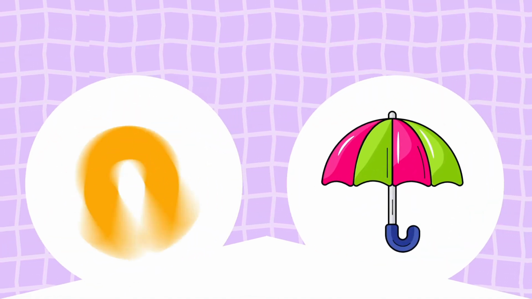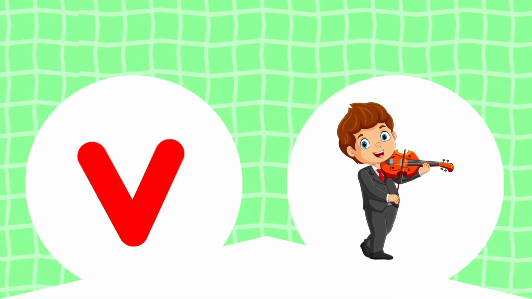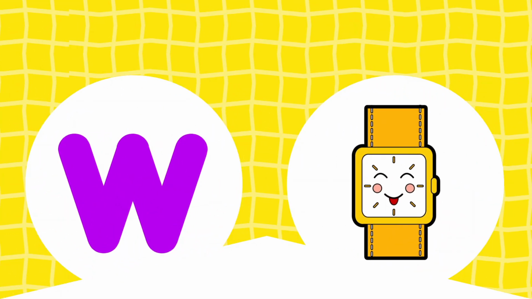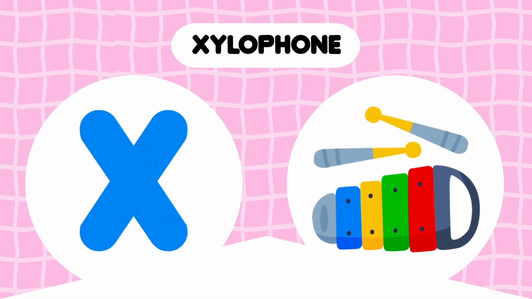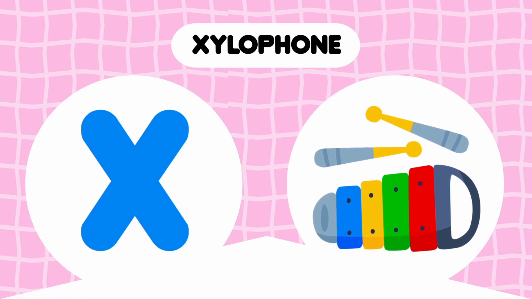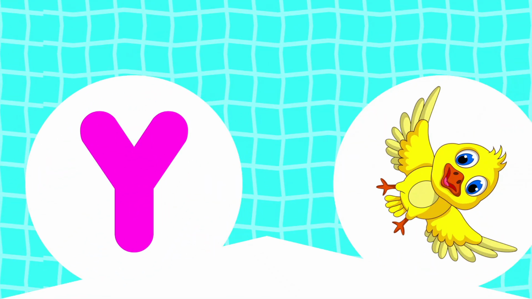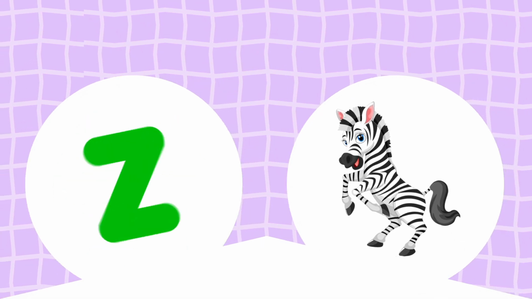U is for umbrella, umbrella. V is for violin, violin. W is for watch, watch. X is for xylophone, xylophone. Y is for yellow, yellow. Z is for zebra, zebra.